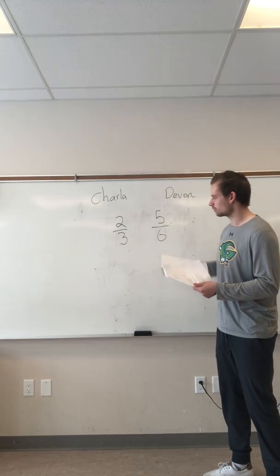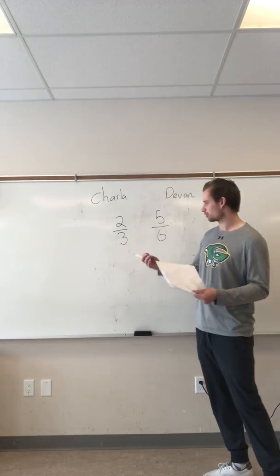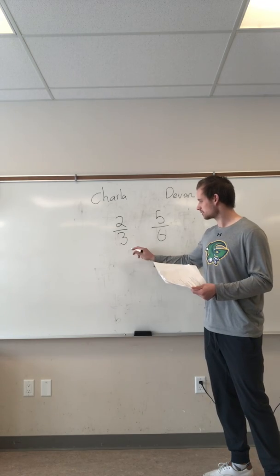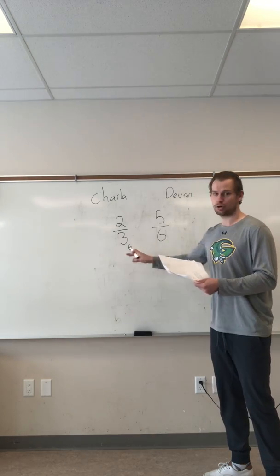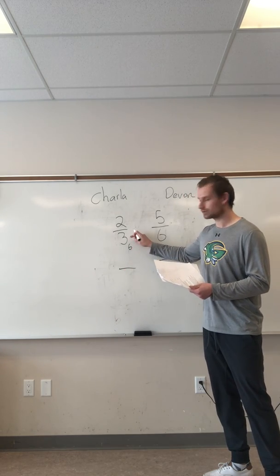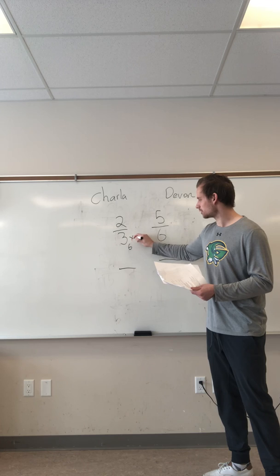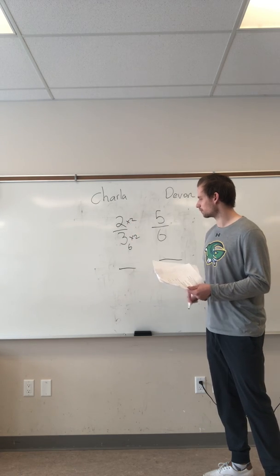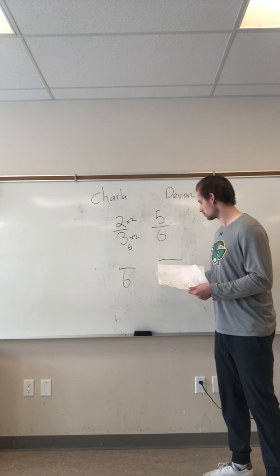I know that 3 is going to be able to go into 6, so let's look at our multiples of 3. 3, 6, there's our common denominator. So write your new fractions. What do we have to do to get from 3 to 6? Well, we multiplied it by 2, so multiply your top by 2. Your new fractions are over 6.